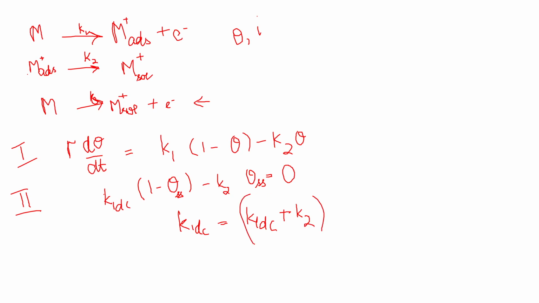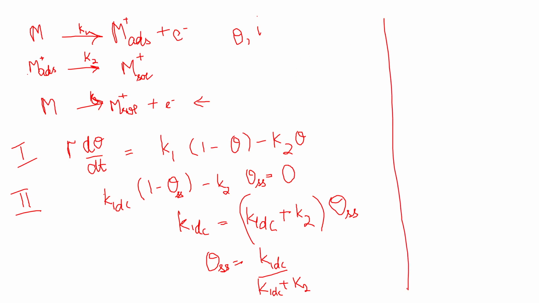So you'll get something of this form. And if I'm rearranging it, I get theta steady state as K1 DC by K1 DC plus K2. So this is the equation for theta SS.